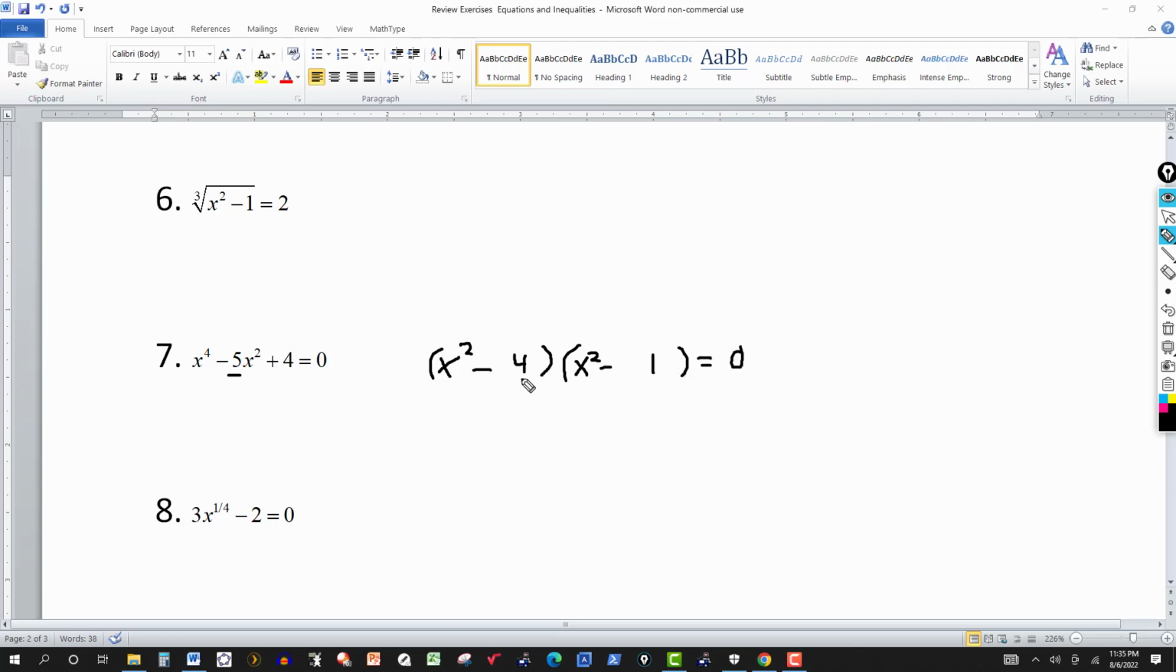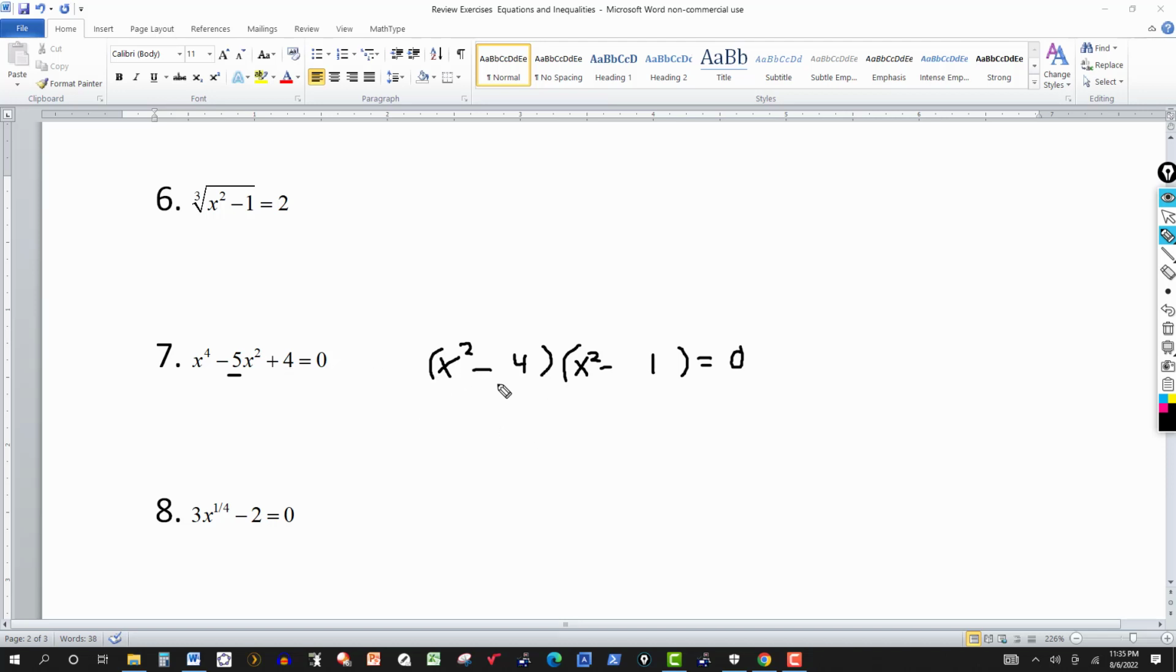Because just check it out, x squared times x squared is x to the fourth, minus 1 times a minus 4 is a plus 4. Middle terms here, minus 4 and x squared, it's minus 4x squared. Outer terms, minus 1 and a minus x squared. It's a minus 1 and a minus 4x squared is minus 5x squared.